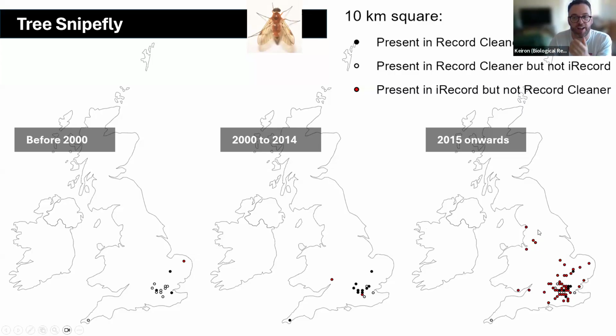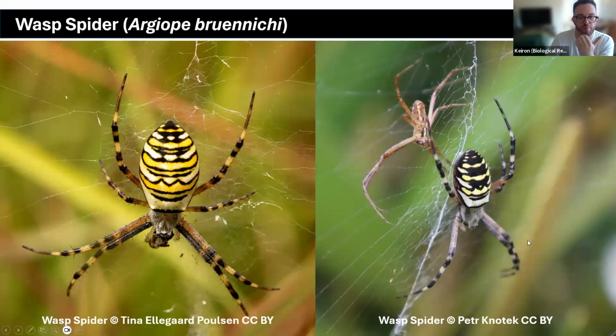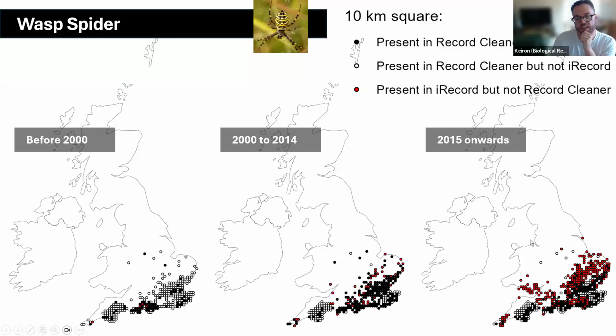And the tree snipefly is not an exception. So this is the wasp spider. And again, we can see that this is something that is spreading. And there are a lot of records here that would still be flagged in Record Cleaner. So I just want to stress that with these records, you shouldn't be alarmed if Record Cleaner is saying that the species you found hasn't been found there. It might be worth having a look at things like the Spider Recording Scheme's website to see what the latest distributions are.